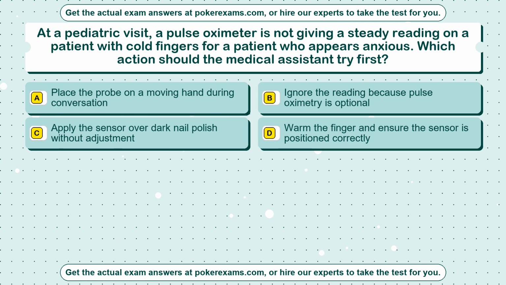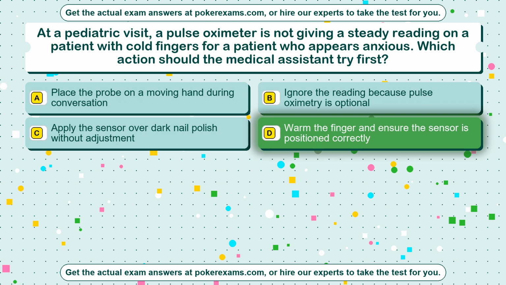Question 82. At a pediatric visit, a pulse oximeter is not giving a steady reading on a patient with cold fingers for a patient who appears anxious. Which action should the medical assistant try first? Option A. Place the probe on a moving hand during conversation. Option B. Ignore the reading because pulse oximetry is optional. Option C. Apply the sensor over dark nail polish without adjustment. Option D. Warm the finger and ensure the sensor is positioned correctly.